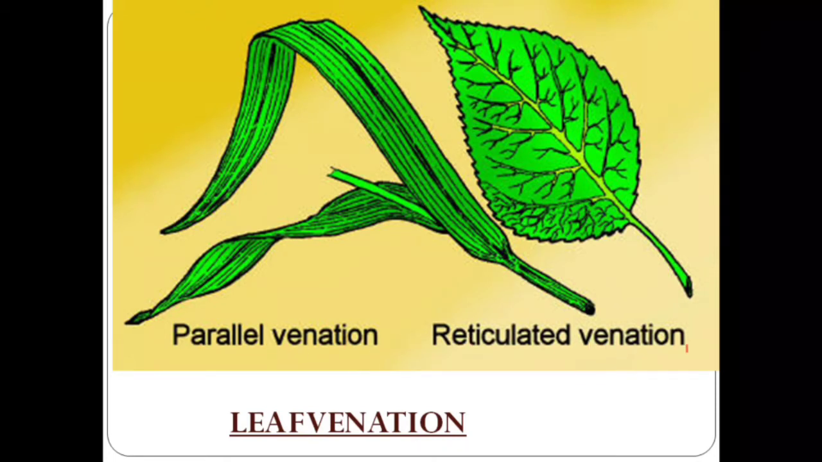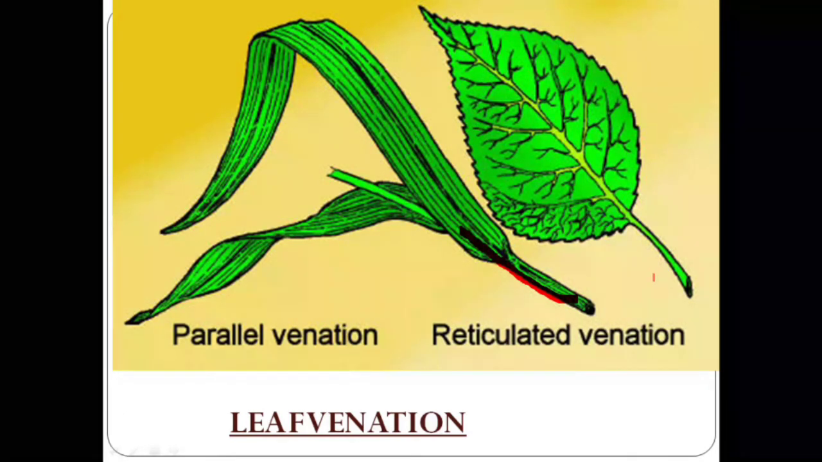What is the meaning of parallel venation? Parallel venation means the main veins run parallelly in the leaf lamina, and the veinlets also develop parallelly. We can give examples of parallel venation in monocot plants. We can give Oryza sativa or Musa paradisiaca, banana.